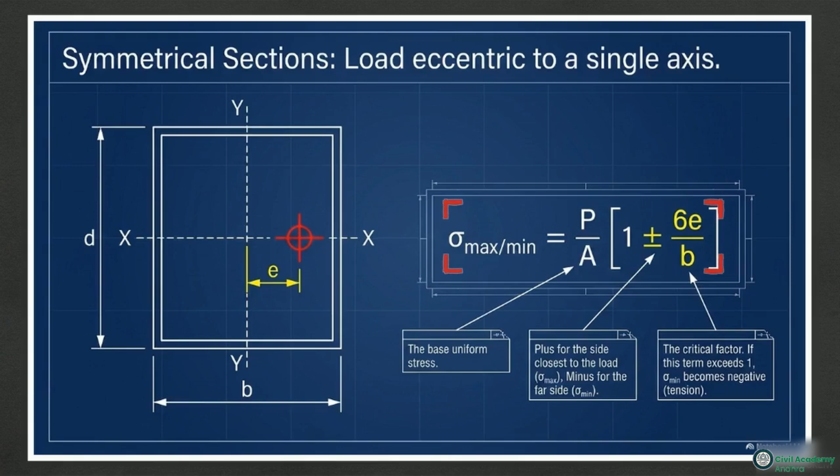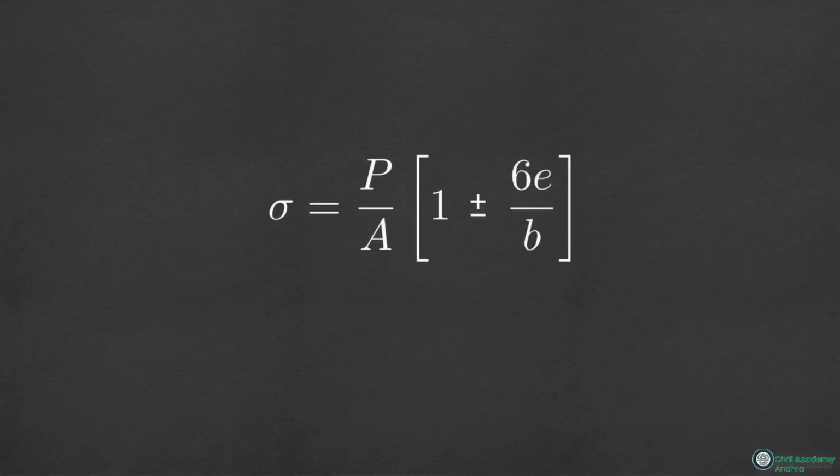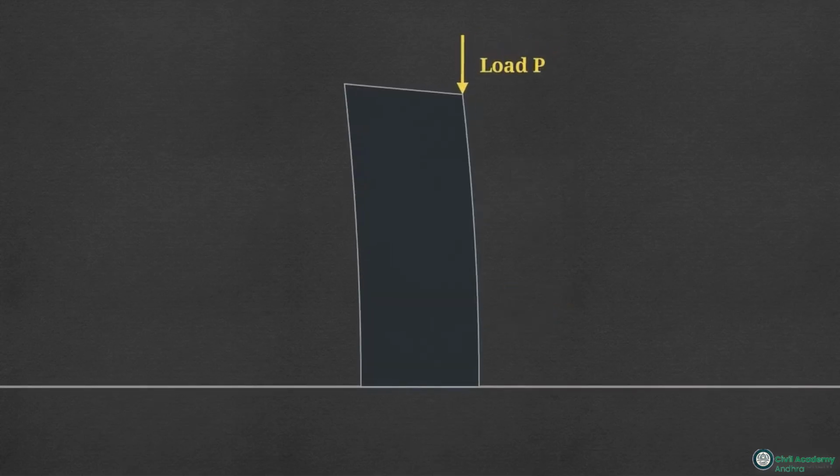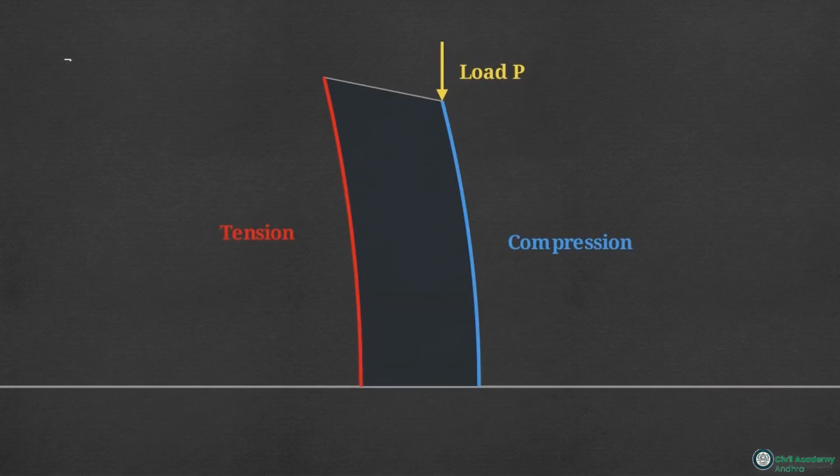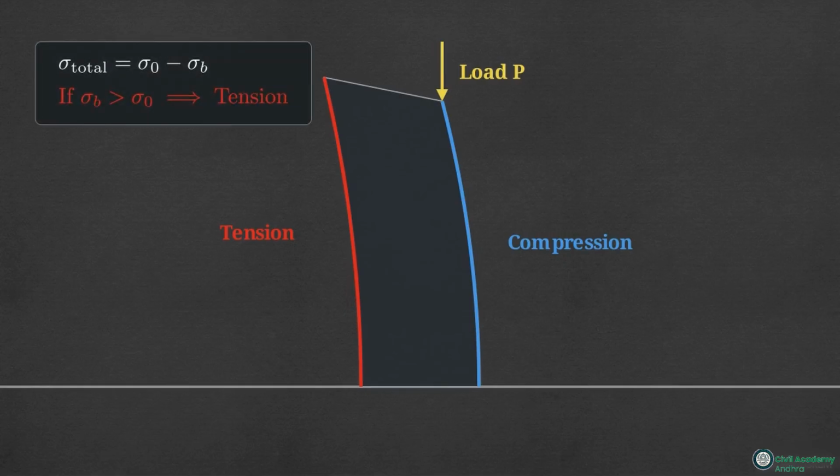This is the combined stress equation for a single-axis eccentric load. It takes the base uniform stress, P over A, and multiplies it by a critical factor governed by the eccentricity, E, and the width, B. Notice the plus-minus sign. The minus is what we have to watch closely. Materials like concrete are strong in compression, but severely weak in tension. If that subtracted bending stress outweighs the base compressive stress, the column will crack.